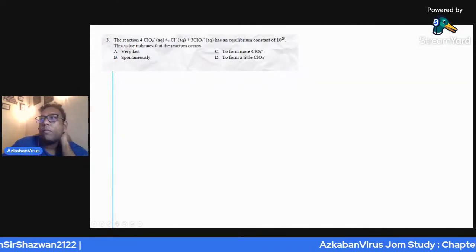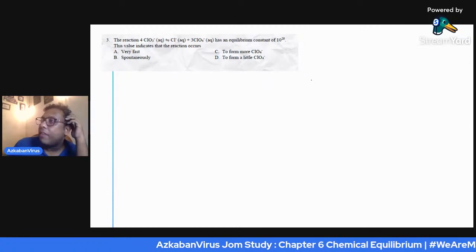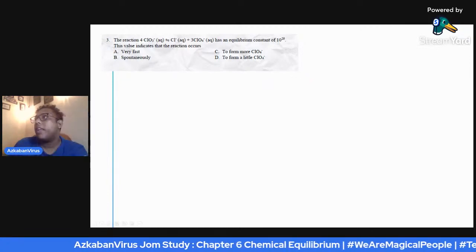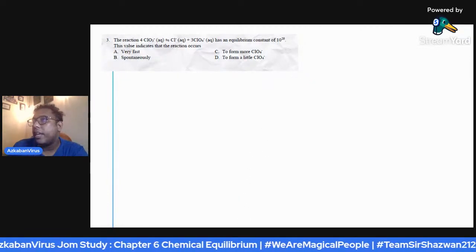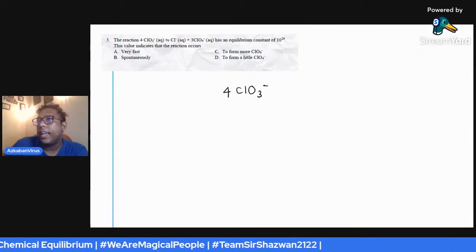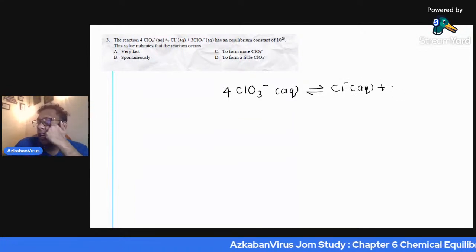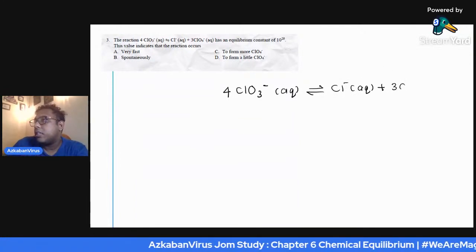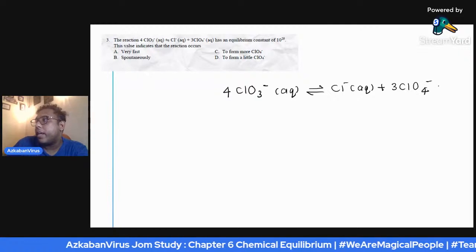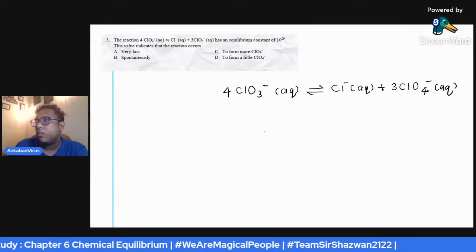Soalan berikutnya. For the reaction 4ClO3 minus aqueous akan jadi Cl minus aqueous tambah dengan 3ClO4 minus aqueous, it has an equilibrium constant of 10 to the power of 29. From here, kita tulis kita punya Kc dulu.